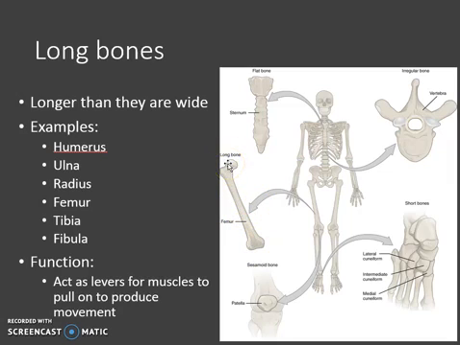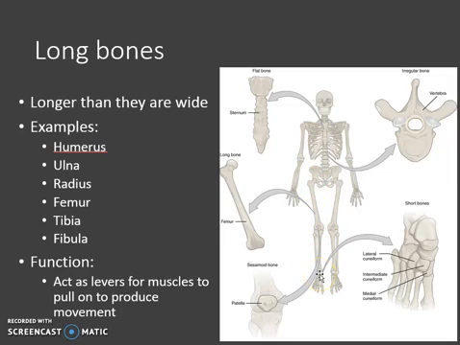So some examples of long bones are the humerus, which is the bone that makes up the upper arm, the radius and ulna, which are the two bones in the forearm, the femur, which is the thigh bone, and the tibia and fibula, which are the bones of the lower legs.